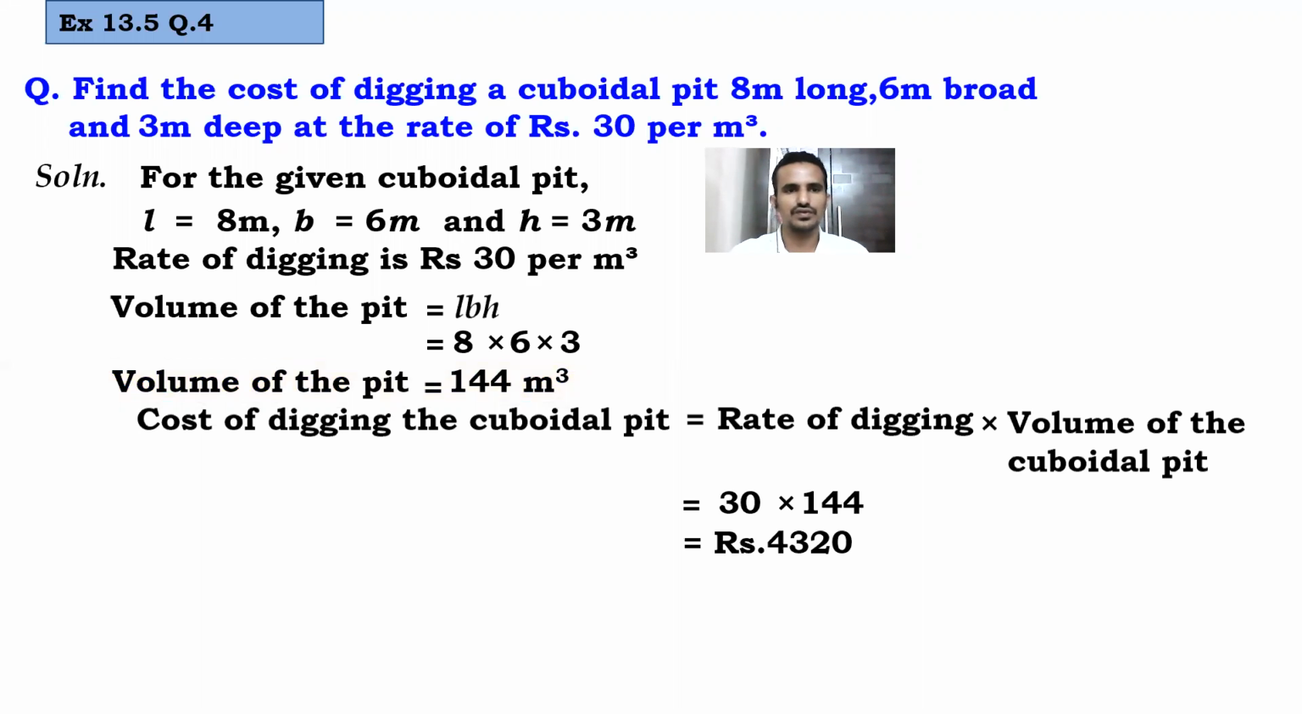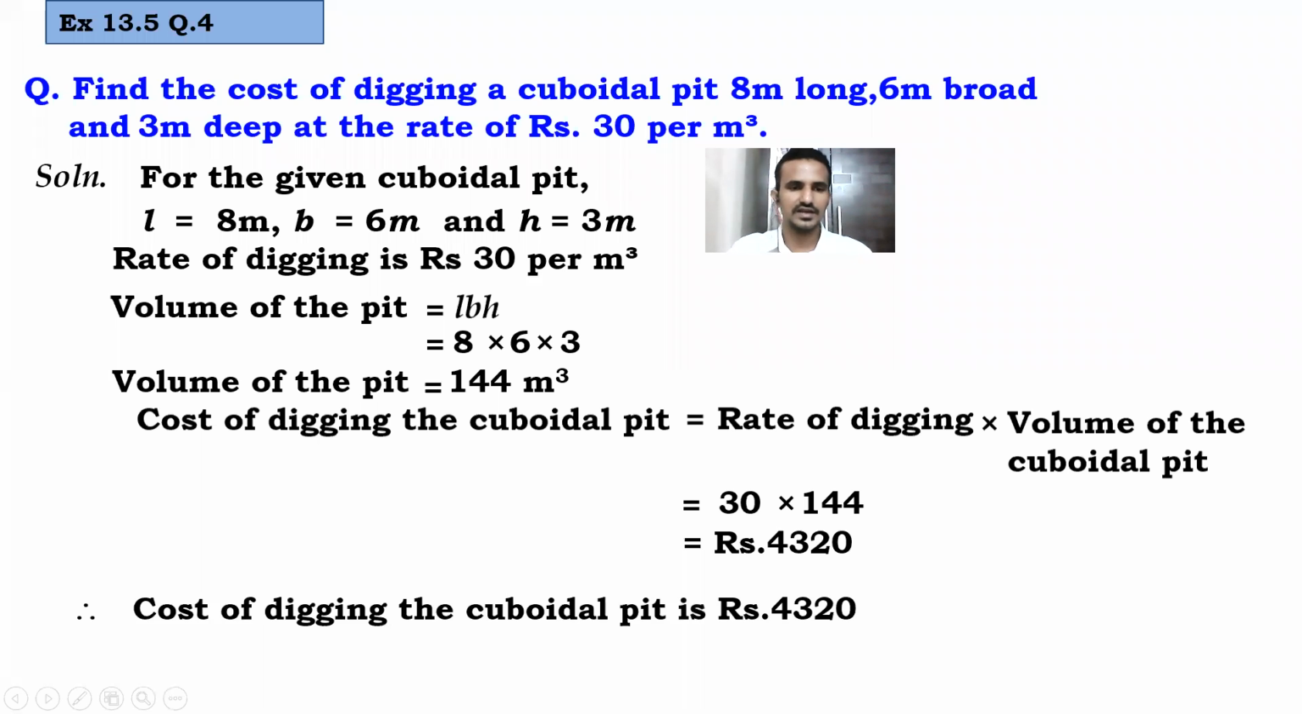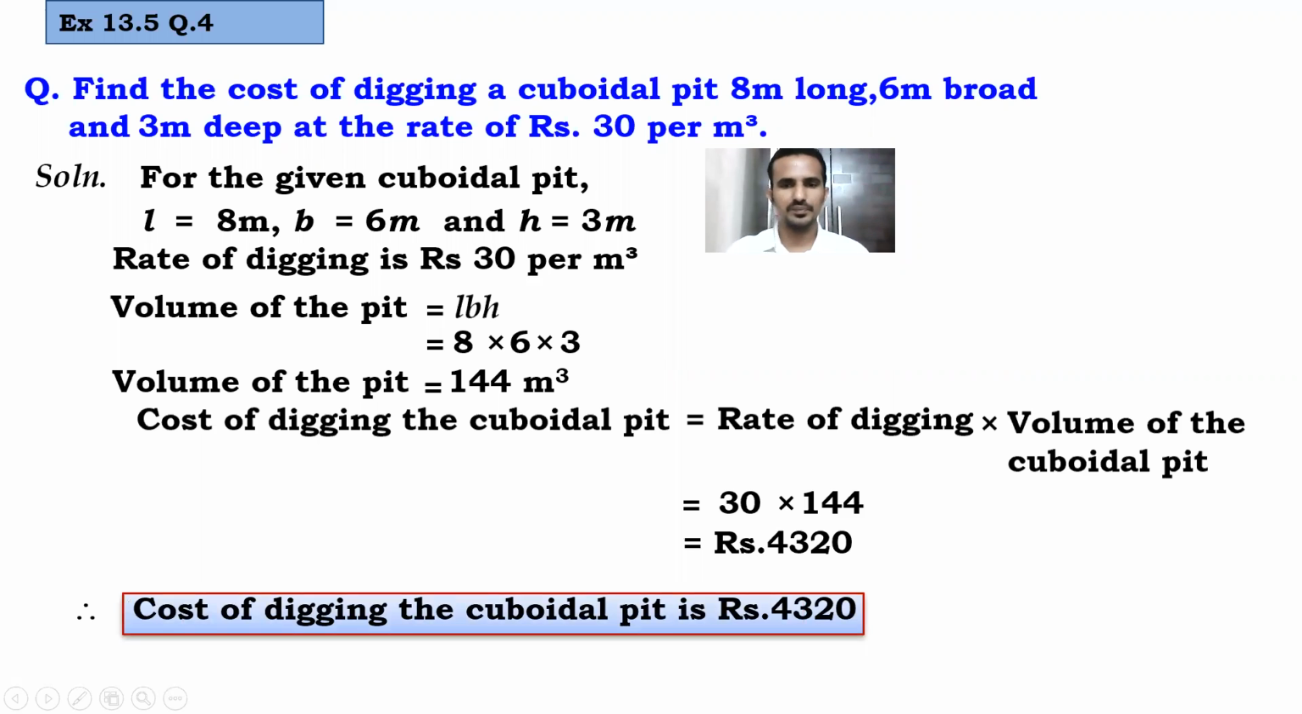Yes, as most of you have given, but there's a mistake few of you have made. This is a cost per meter cube, so the unit should not be meter cube. The unit has to be in rupees. Make sure you don't write the unit meter cube there. The final statement should be: cost of digging the cuboidal pit is rupees 4,320.